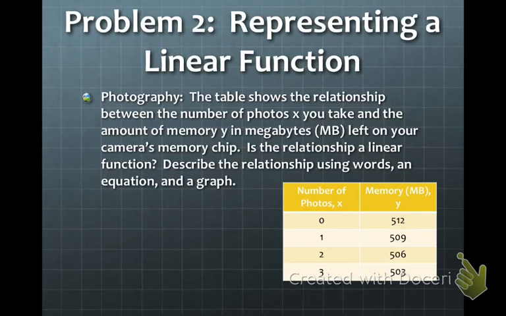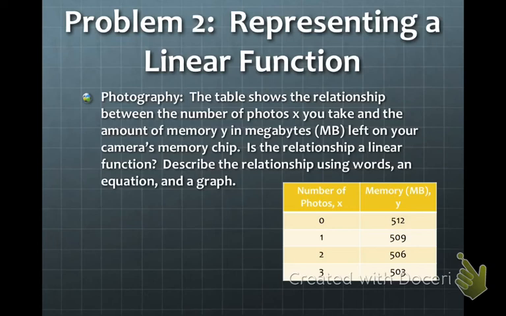Okay, if you start with 512 megabytes, and every time you take a picture, so we're not taking videos, we're just taking pictures, you use up some of your data. You have less space to store. So how much storage space are we losing every time we take a picture?